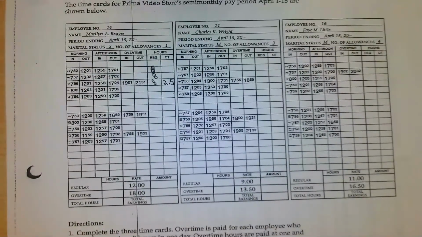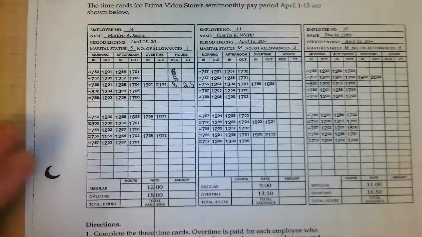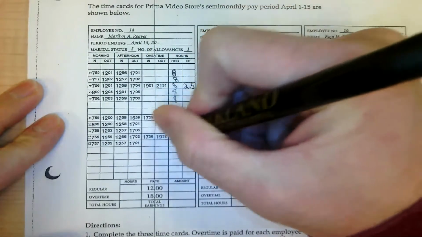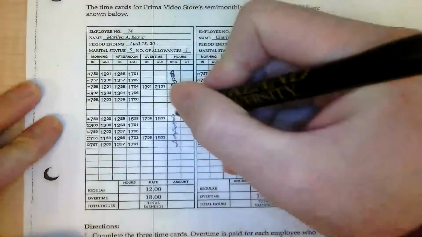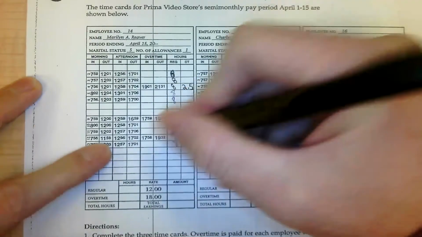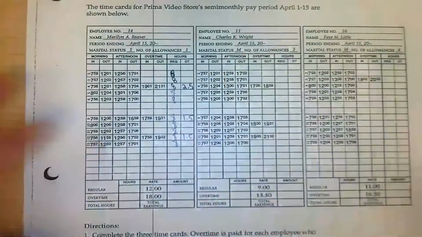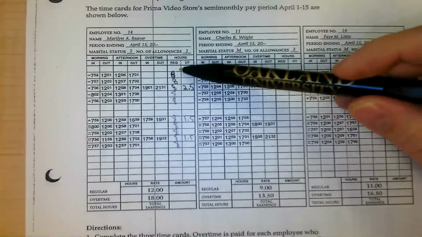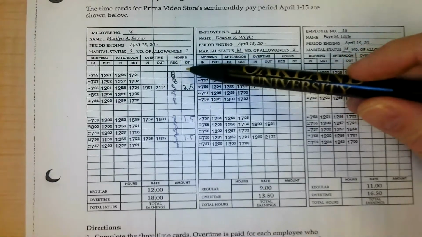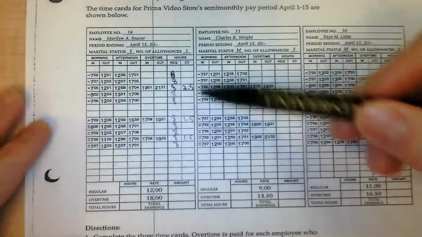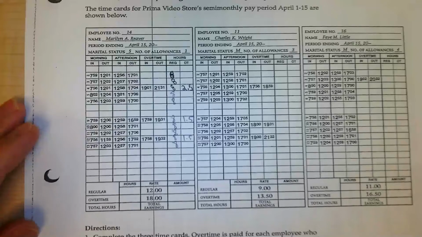we have time cards for some employees. What you do is look at all of these employees and the hours they worked. At first glance, Marilyn Reaver works all 8-hour shifts. Is that correct? Yes. And then we have 2.5, 1.5, 1.5 for overtime. Does that sound right?